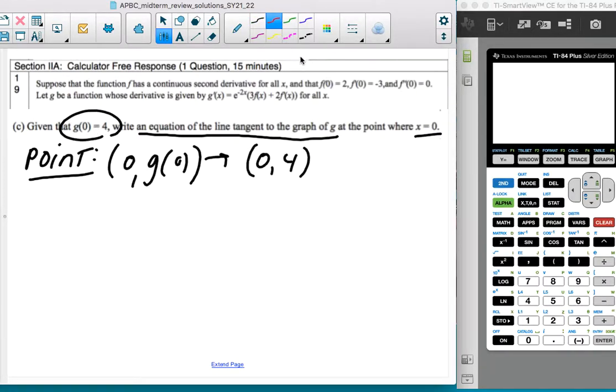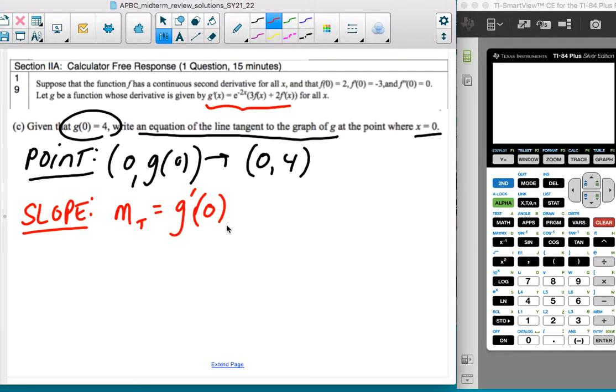Great. Second thing I'm going to need is a slope, and the slope is going to be g prime, right? So my m tangent is going to be g prime at 0, which is a little bit harder because I'm going to have to use this ugly equation, right? So that's going to be e to the 0, and then 3f of 0 plus 2f prime of 0, right? And that's where we're at.